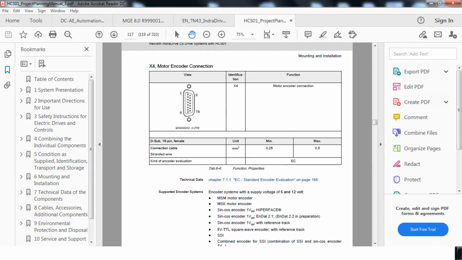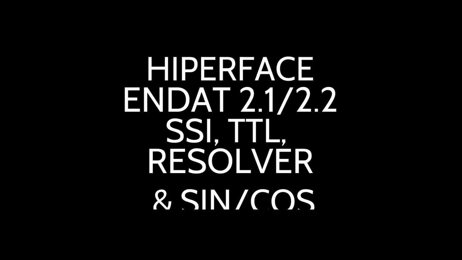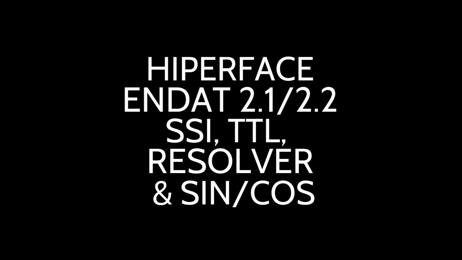Okay, now let's look at the feedback interface. It's called multi-encoder interface, which is true, but a bit of a misnomer. What they've actually done is packed almost all of the popular interfaces into one connector. The combination of pins that you use allows you to connect to all of these interfaces. Let's take a quick look at what's available. Hiperface, EnDat 2.1 and 2.2, SSI, TTL, Resolver, and Sine Cosine. That pretty much covers all the interfaces with the exception of a couple proprietary encoders that are out there.